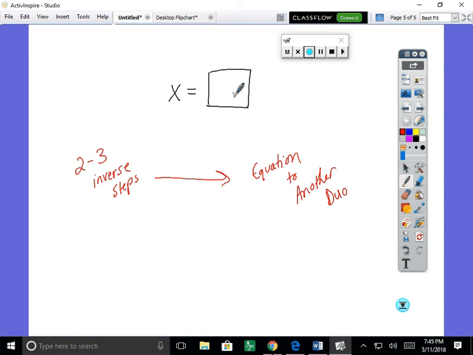I want you to spend a few minutes trying this. I think it might be best to work in duos right now, so maybe table partner, and then in a minute, switch equations with someone near you. See if it checks out.